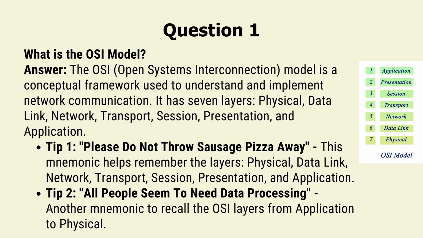First up, what is the OSI model? The OSI, or Open Systems Interconnection Model, is a conceptual framework used to understand and implement network communication. It consists of 7 layers: physical, data link, network, transport, session, presentation, and application. Here are a couple of mnemonics to remember the layers. Please do not throw sausage pizza away. Or, all people seem to need data processing. Easy, right?